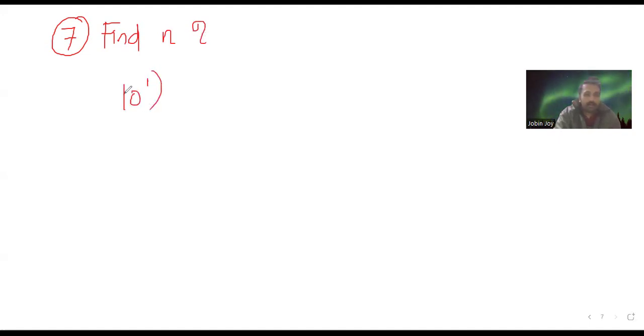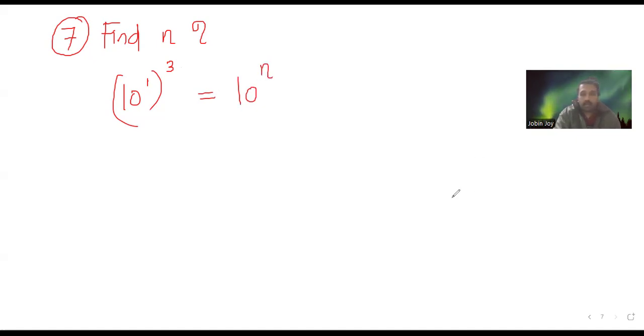Question number 7. Find the value of n if (10 raised to 1) the whole raised to 3 equals 10 raised to n.